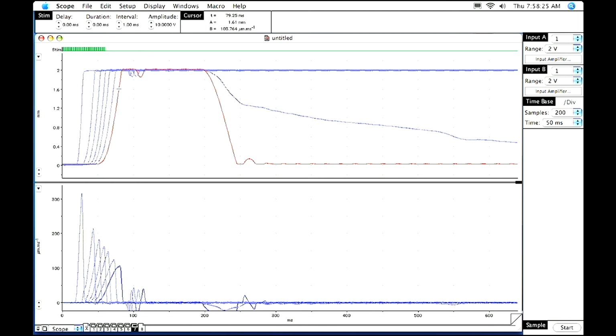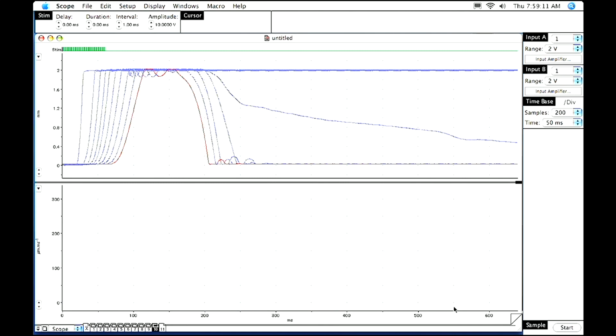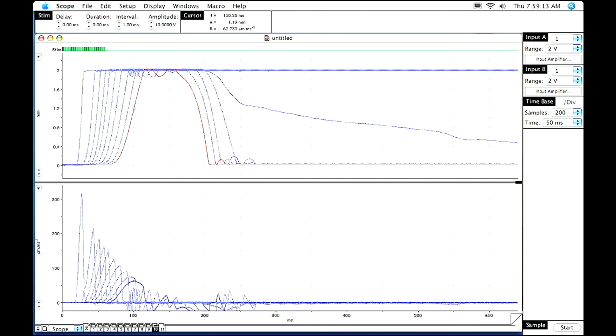So this is 35 grams. 40 grams, still going. So that was 73 for 40 grams, now 45 grams. Yeah, still going. Tough muscle. 50 grams, 60 grams. We'll see.